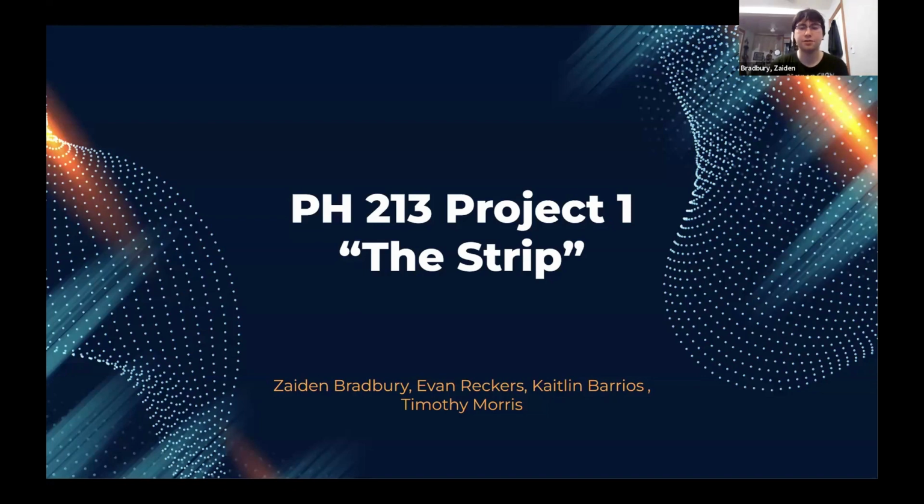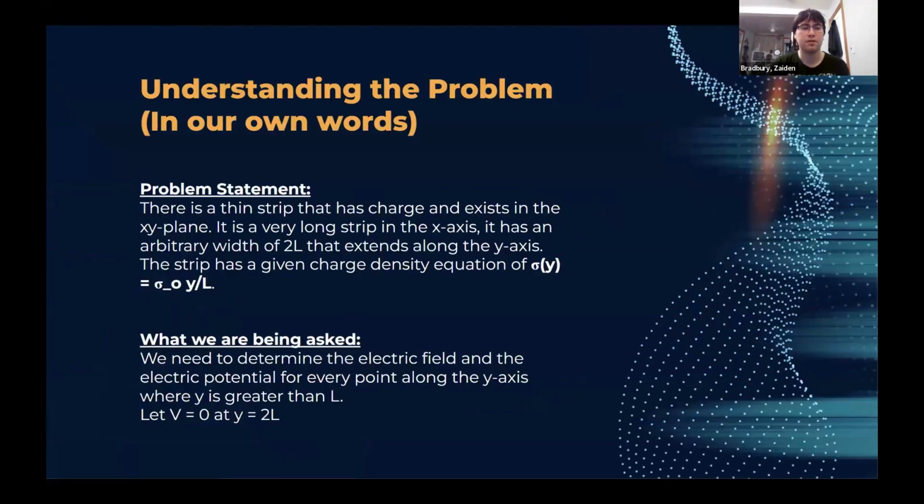For this project, we decided to go with the strip problem. I'm doing the understand and plan portion of this problem. For understanding the problem, it's important to put it in our own words. We divided it into two sections, just the problem statement and what we're being asked.